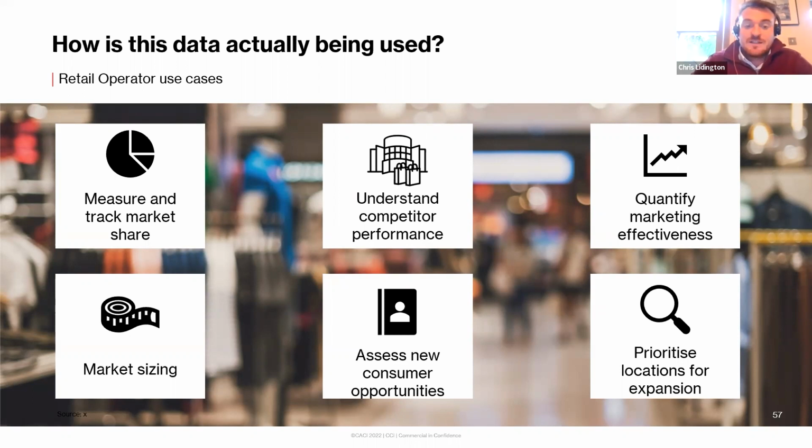Similarly, the data is enabling operators to understand not just the financial impact of their own marketing media campaigns, but also who they've taken market share from, which customers have been acquired, enabling you to quantify the potential to roll out campaigns nationally.